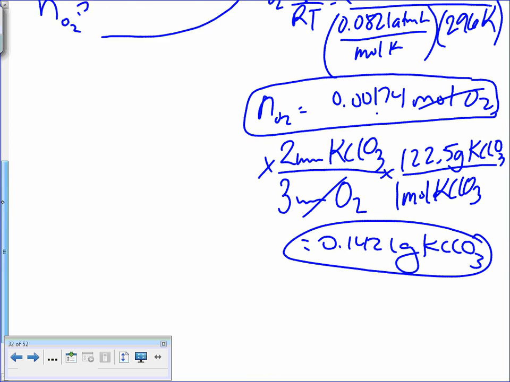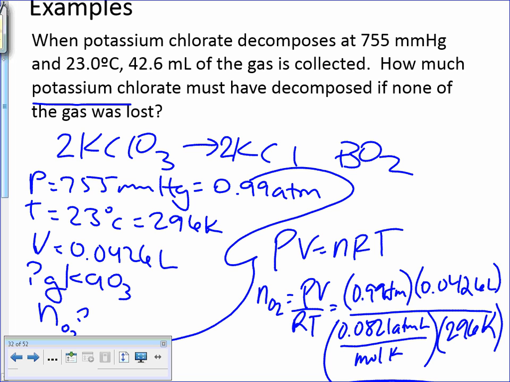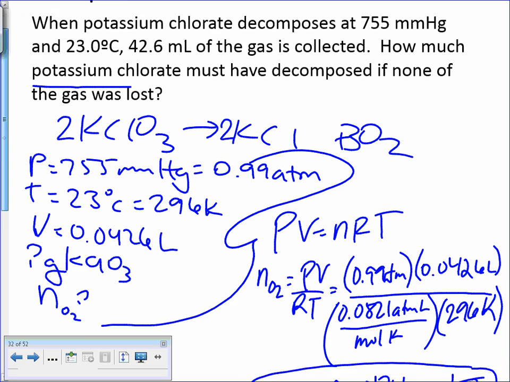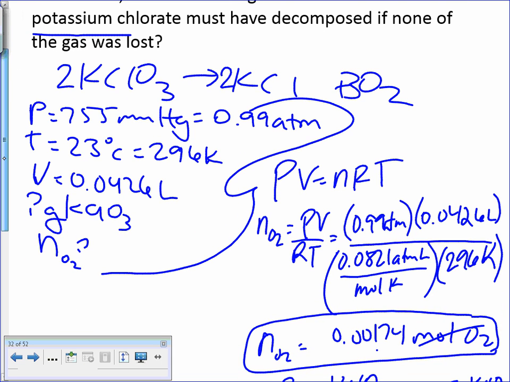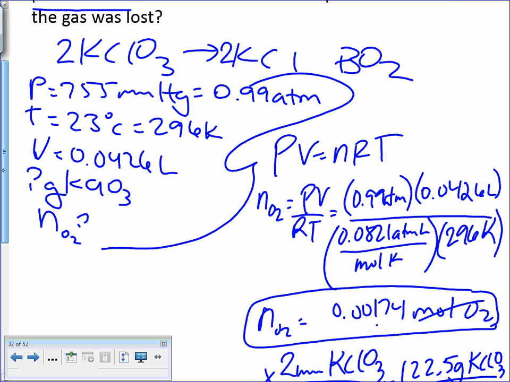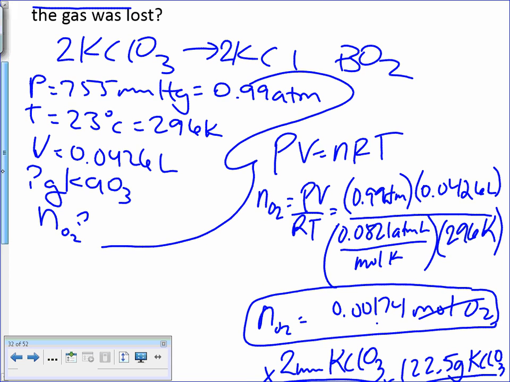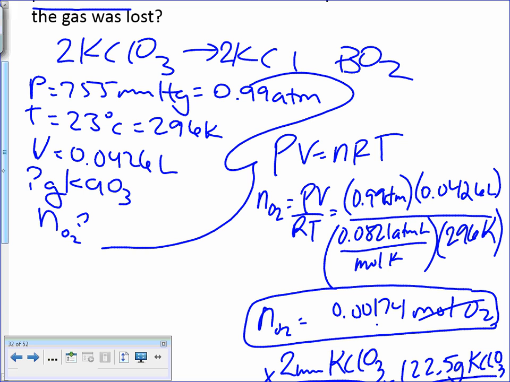It says how much potassium chlorate must have decomposed. So it did ask for that. Because it gives you the O2. Right, because it gives you gas information, and it's about that gas. It's just your job to figure out which gas it is, which is oxygen, the only gas in this problem. And then from there, you have moles of gas, but you don't have moles of the solid that was decomposing. So you have to backtrack through stoichiometry.